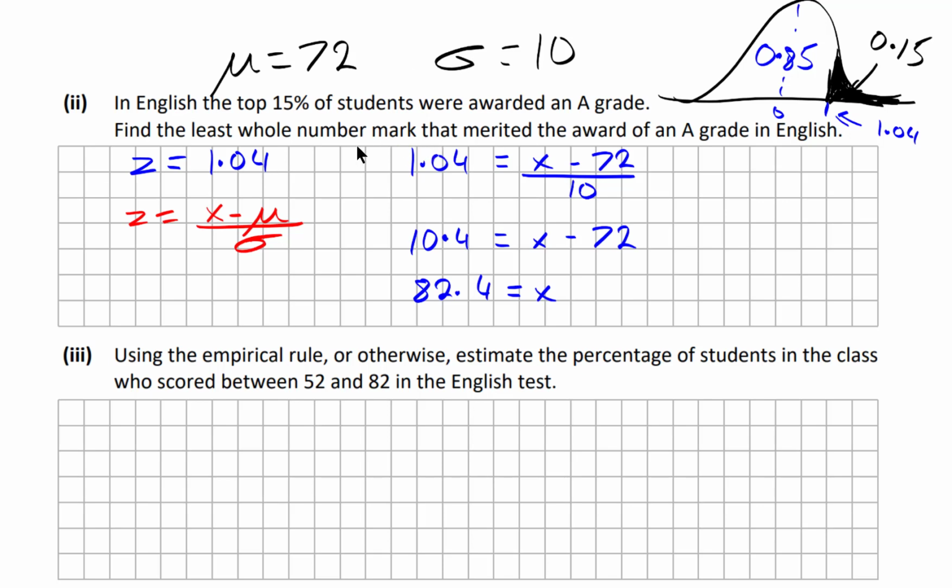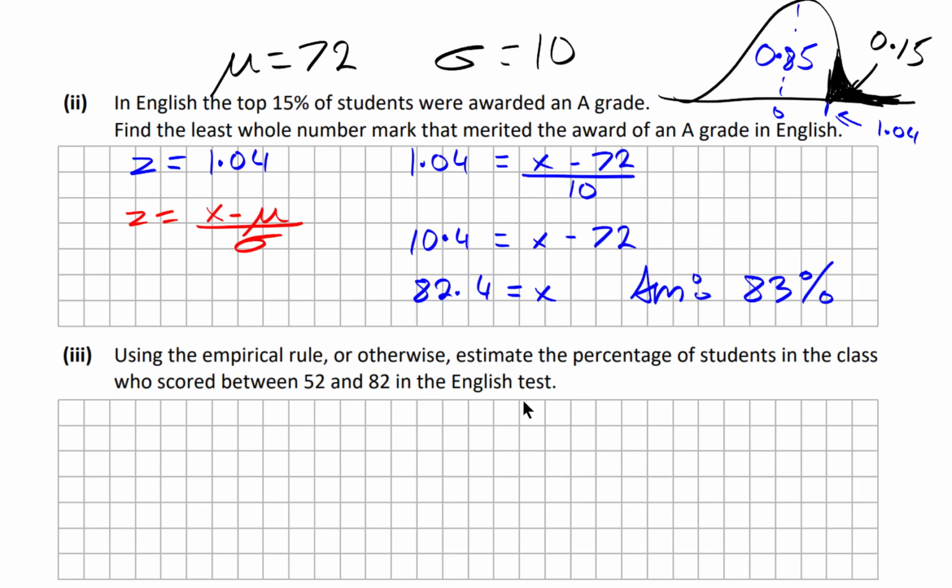So the question said, find the least whole number mark that merited an A grade. So to get an A grade, you would have had to at least, so 82% wouldn't have been enough. We needed 82.4. So as a whole number, the answer is 83. You would have needed 83% in the test in order to be in the top 15%.